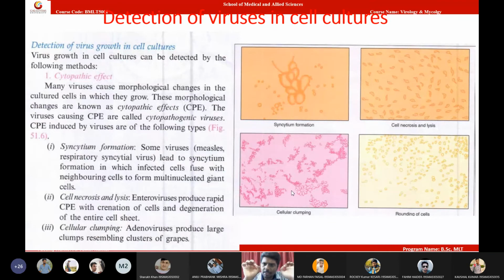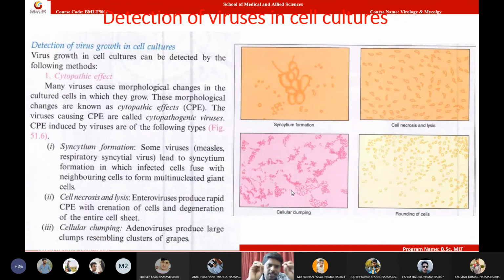The definition of cytopathic effect is the change of the morphology of the viral infected cell or tissue, called cytopathic effect. And the viruses that show these cytopathic effects are called cytopathogenic viruses. There are four types of cytopathic effects: syncytium formation, necrosis, clumping of cells, or rounding of cells. Syncytium formation is shown by measles, necrosis is shown by hepatitis and enteroviruses, clumping of cells will be shown by adenoviruses, whereas rounding of cells will be shown by picornaviruses.